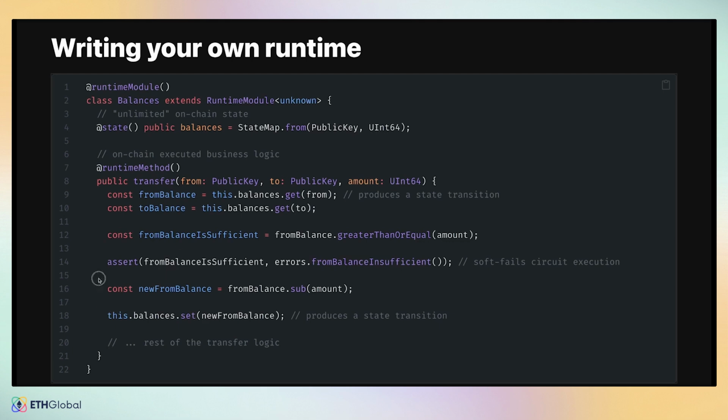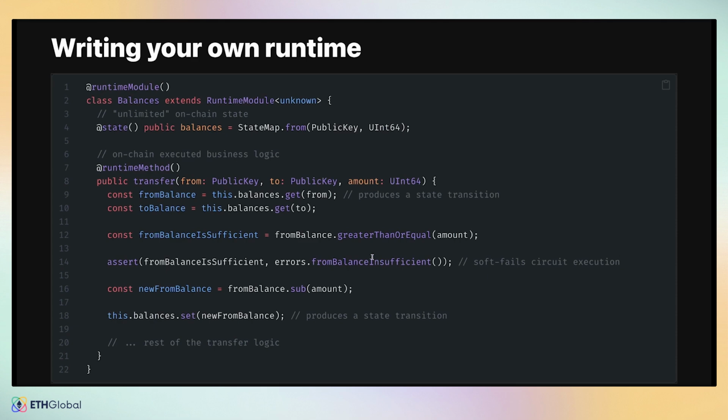Then we need to define methods that users can call in transactions. We will label them with the runtime method decorator, and we'll just call this function transfer. What is important to note here, if you remember the previous diagram, this function is going to be triggered by a user signing a transaction and executed on the sequencer. So there's not going to be any concurrency issues because the sequencer will order all the user transactions and execute them and the state transitions in an ordered or sequenced manner. So what does the transfer method do? It transfers from a public key to a public key a certain amount.